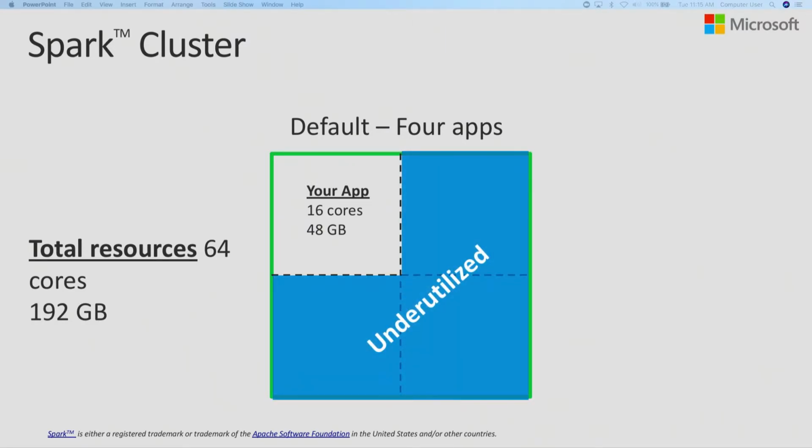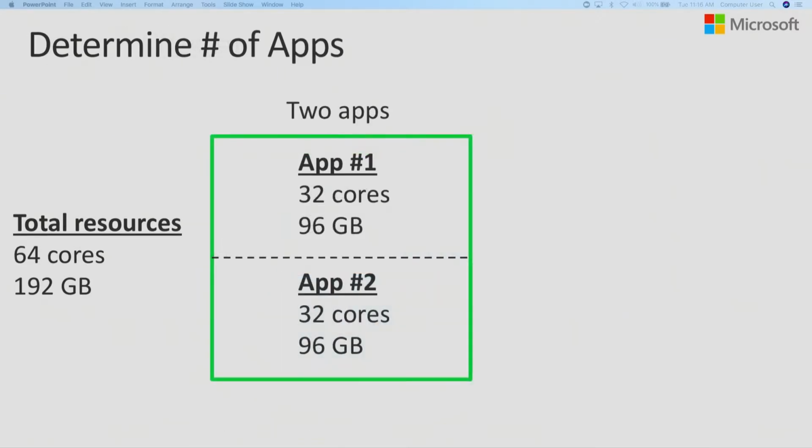So what's really happening here? If nothing else is running on this cluster, you're underutilizing the cluster. You're not using all the resources provided, and so you're leaving resources on the table that could be utilized to make your job run faster. First, we have to determine how many apps are running on my cluster. Maybe you figured out that you and your coworker are both running notebooks at the same time. So let's say we split our cluster in half, and I'll use 32 cores and 96 gigabytes of memory, and he uses the other half.